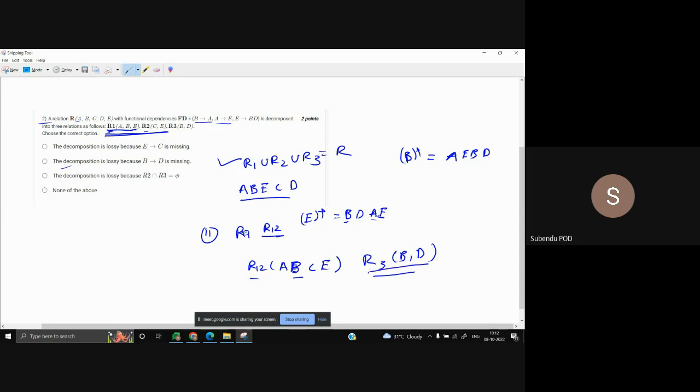Sorry, B is the key in the R3 table. Yes sir. So we can say this is a lossless join decomposition. So that's why the answer is none of the above. Okay, so you got it. Everyone got it? This is how to find whether a decomposition into more than one table is lossless join or not. Yes, I got it.